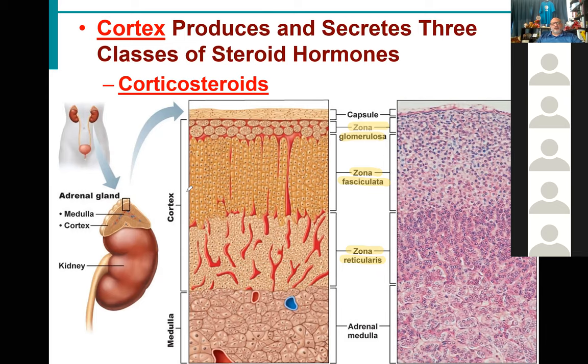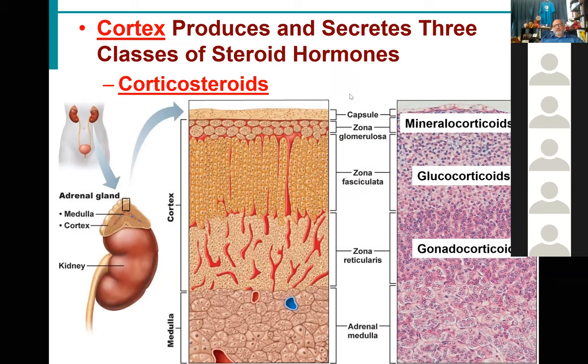Alrighty. So again, the whole cortex produces lipid-based hormones that collectively are known as the corticosteroids. This is the first gland that we've looked at so far that produces steroid-based hormones. And as we mentioned, there are three distinct regions: the zona glomerulosa, which produces the class called mineralocorticoids, the zona fasciculata, that produces the glucocorticoids, and the zona reticularis, that produces the gonadocorticoids.